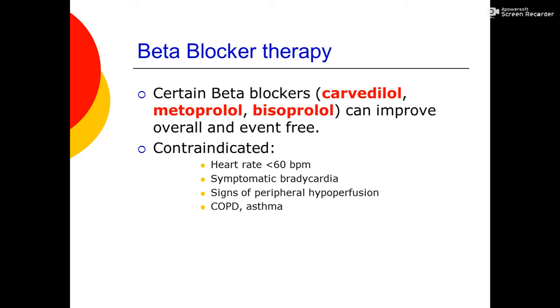Okay, then beta blocker therapy. Certain beta blockers like carvedilol, metoprolol, and bisoprolol can improve symptoms and survival. But these beta blockers are contraindicated if the heart rate is less than 60 beats per minute. This is very important to notice: whenever beta blockers are used, if the heart rate is less than 60 beats per minute, it shouldn't be given to the patient.